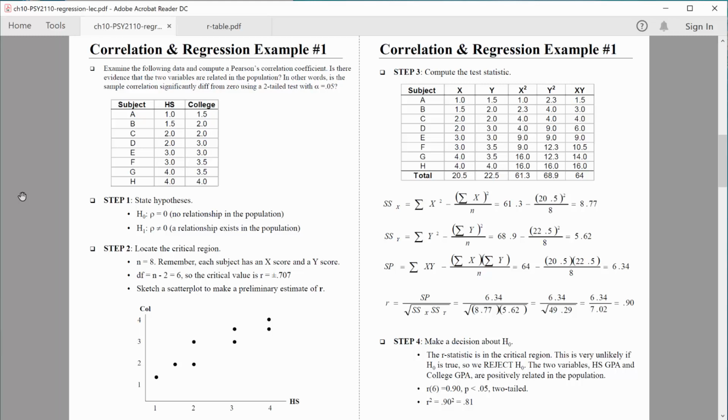Hi everybody, welcome back. Let's do our first correlation and regression example. Now keep in mind, in order to do regression, we need a lot of the information that we get when we compute a correlation. The two analyses go hand in hand. So to do this regression analysis, we're going to start by doing a correlational analysis.